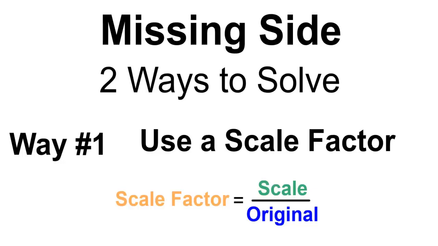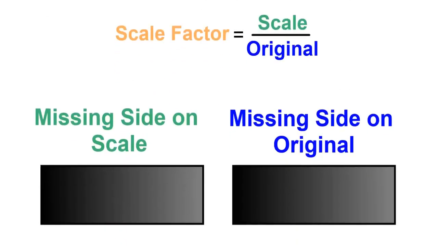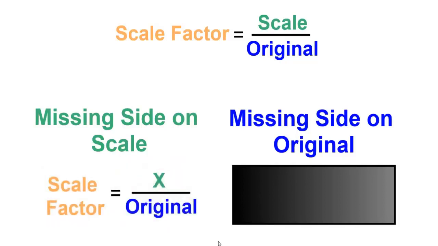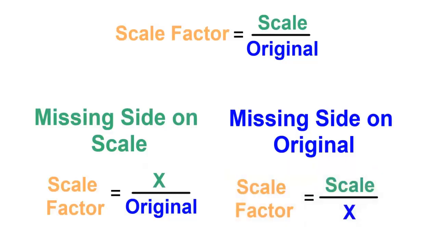Missing side. Two ways to solve. Way number one, use a scale factor. Scale factor is equal to scale over original. If you're missing a side on the scale, the formula will be scale factor is equal to x over original. If you're missing a side on the original, the formula will be scale factor equals scale over x.